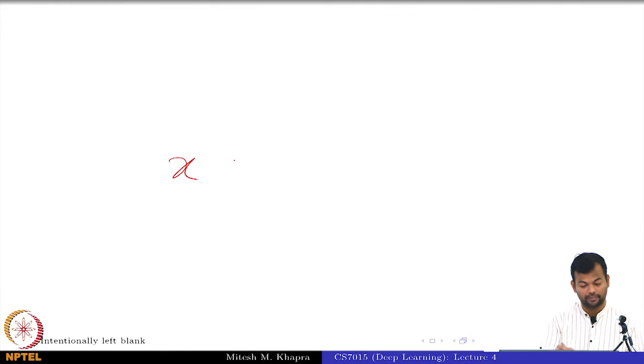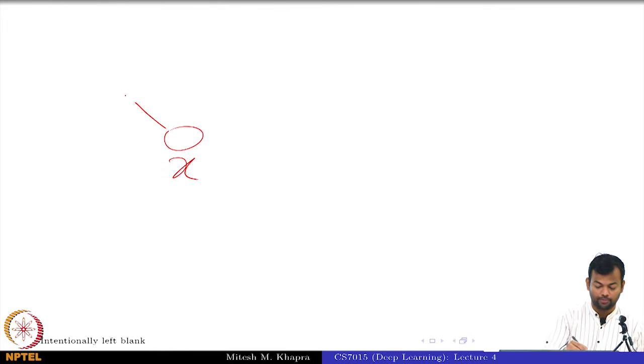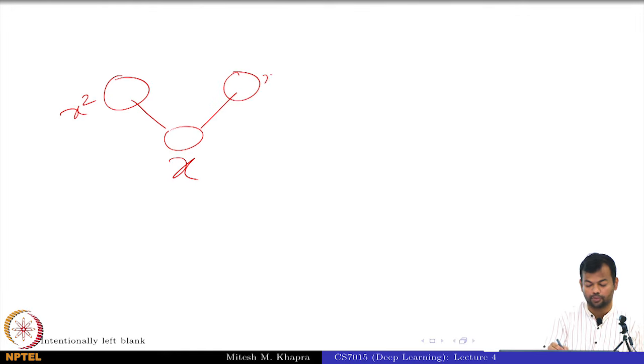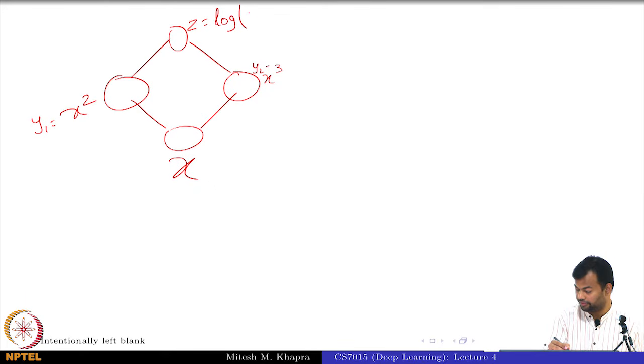So suppose you have a variable x. You compute two functions from that. One is x square, the other is x cube. I'll call this y1 and I'll call this y2. And I take y1 and y2 and compute a z, which is say log of y1 by y2. Now what I'm interested in is this.